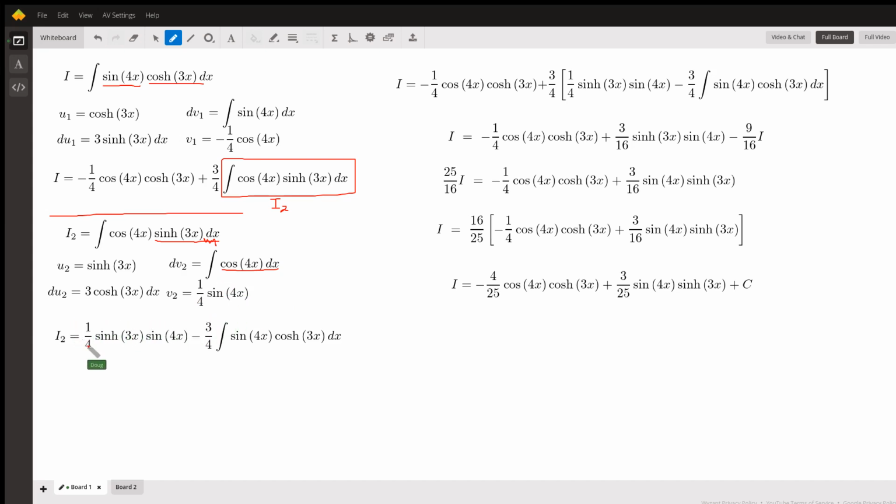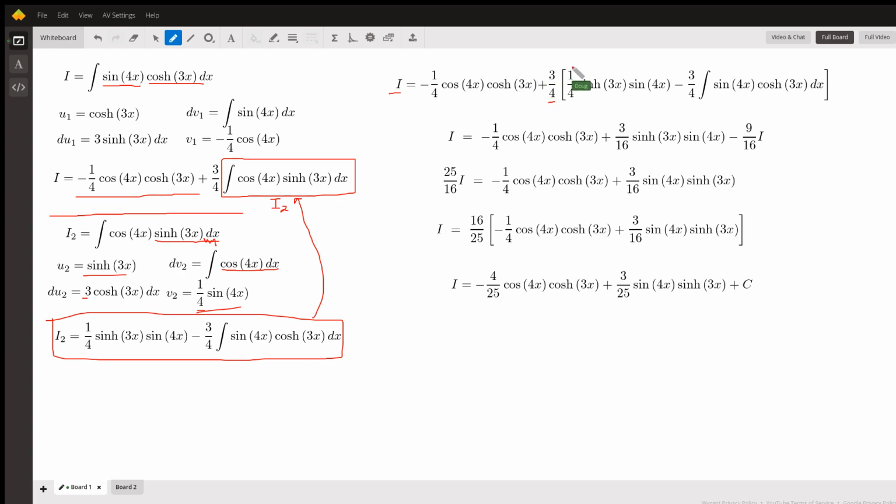So I sub 2, using integration by parts, is u times v minus the integral of v du. And we'll have a minus 3/4 out front this time, sine of 4x, hyperbolic cosine of 3x dx. Okay, and this is I sub 2. And that's what we're going to replace this with. So now I've got I equals this term plus 3/4 times I sub 2. So there's the 3/4, there's the I sub 2.